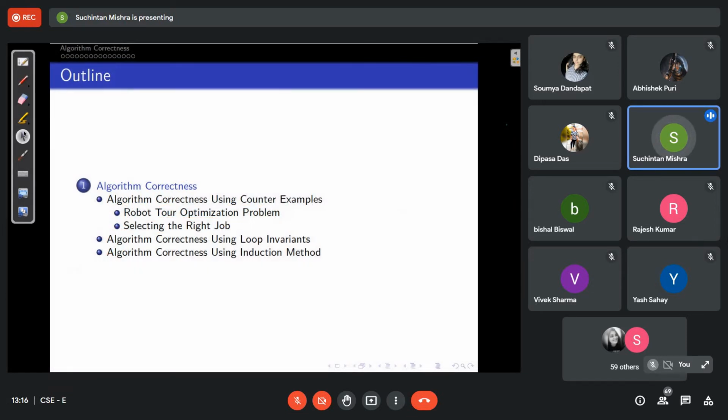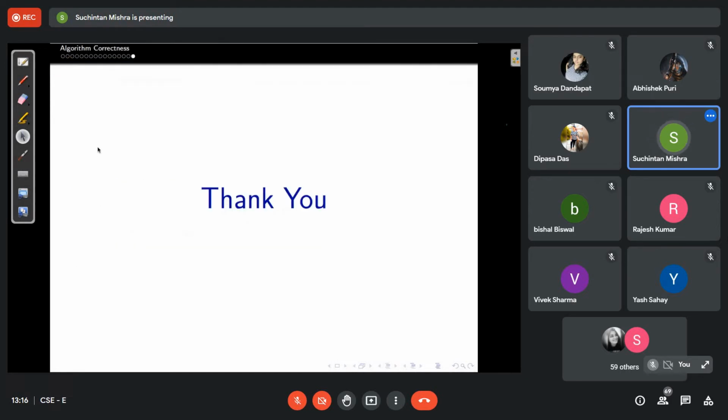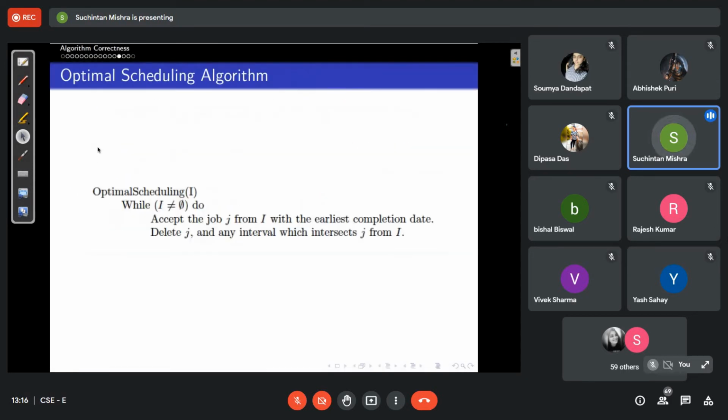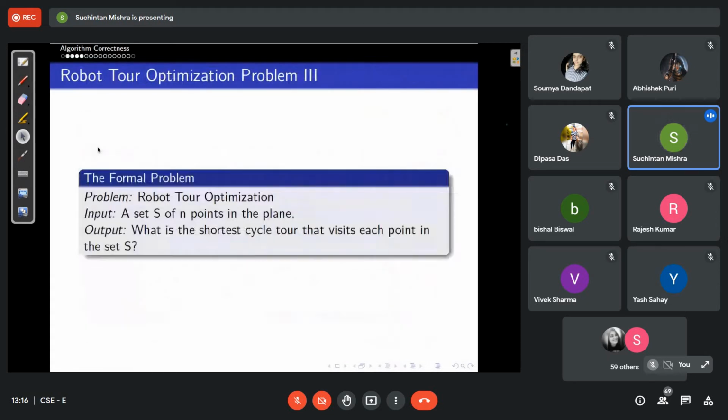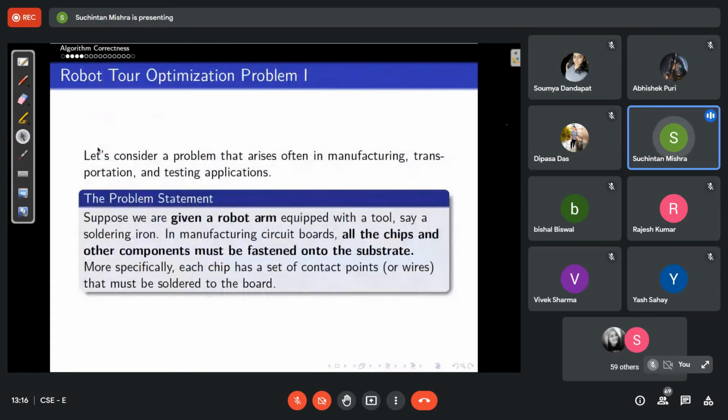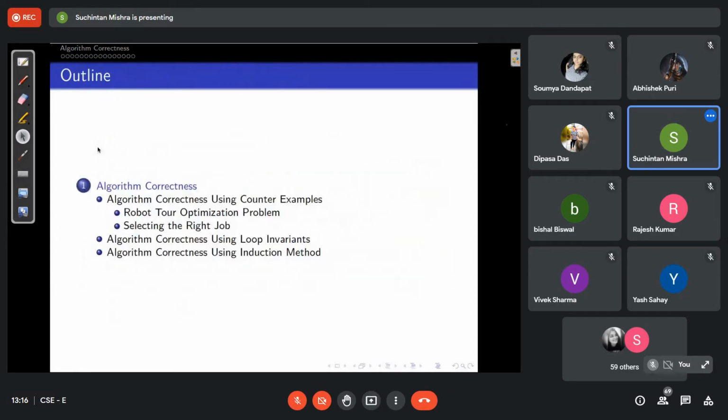So yes, I want you to concentrate in today's class. Sorry, because the example that we are going to see is a bit confusing. And then we have to also find the counter example.